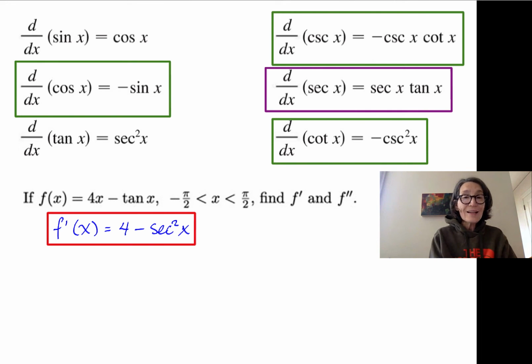Now to get the second derivative, we have to differentiate that. So we know we're going to differentiate the constant 4, and that derivative is going to be 0. But how do we differentiate secant squared of x? Well, remember secant squared is just the secant x times secant x.